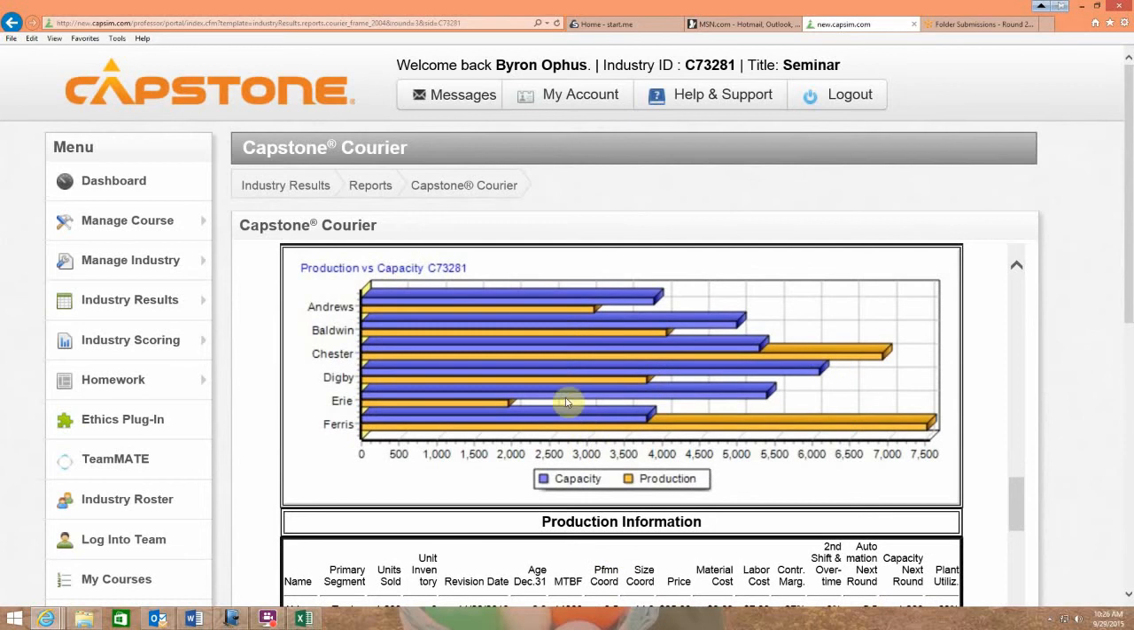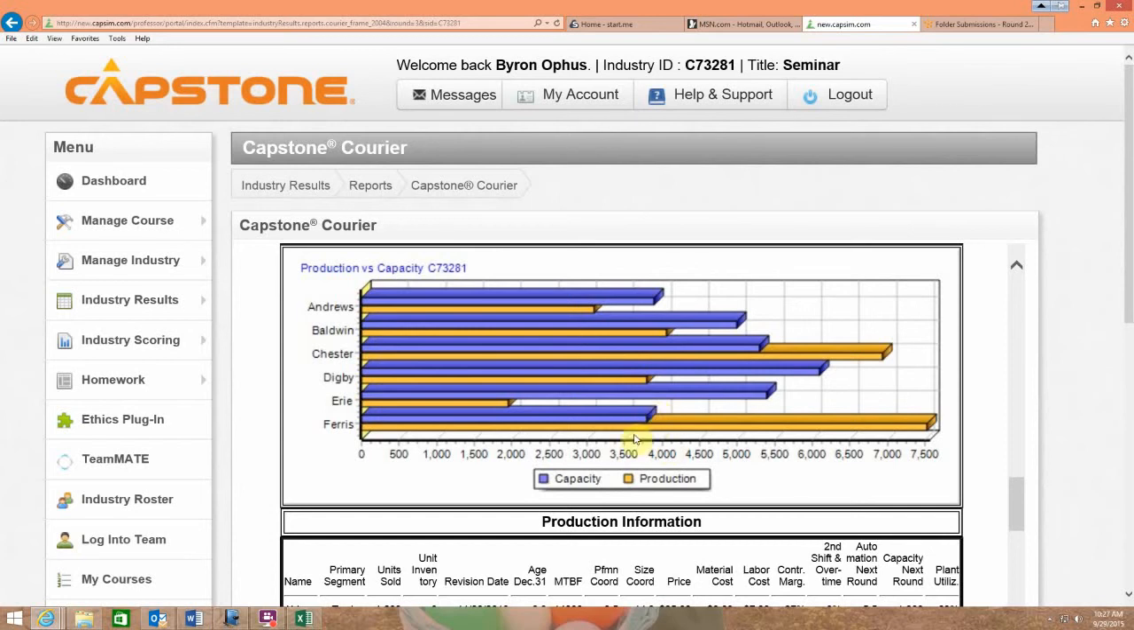Glance at this one, always. And what do I see? I see that, with the exception of Ferris and Chester, we have so much excess capacity, it's unbelievable. So much excess capacity. I don't know if teams forget. I don't know how you could forget when you look right at it.